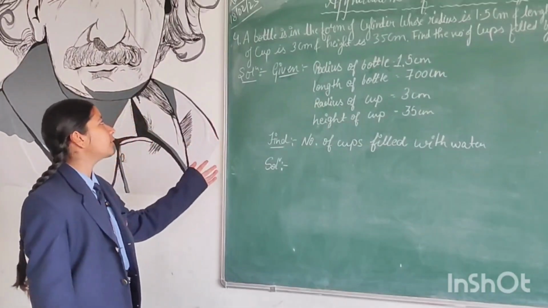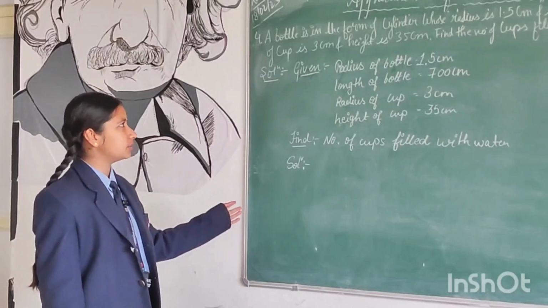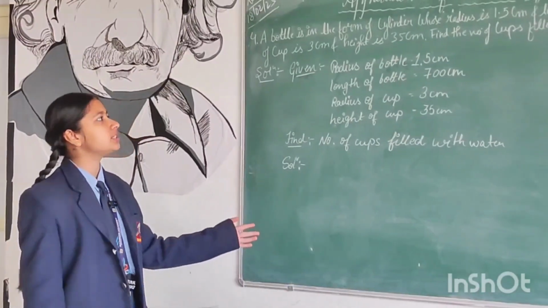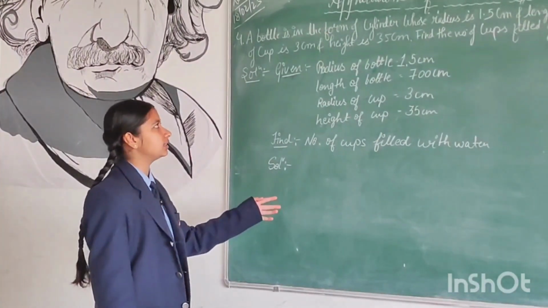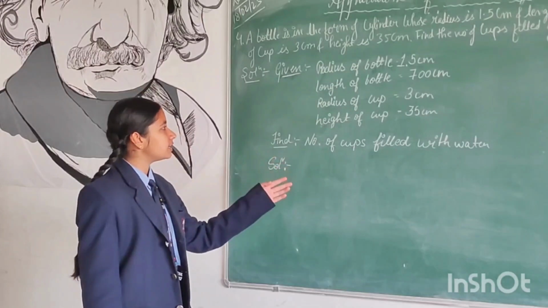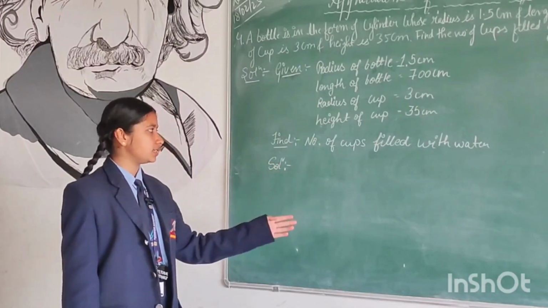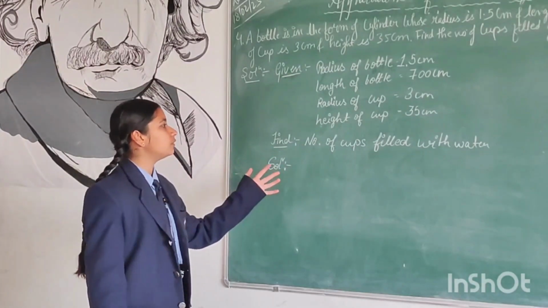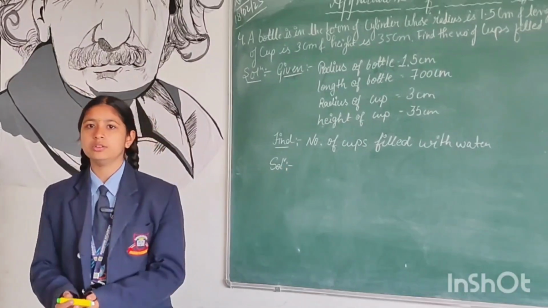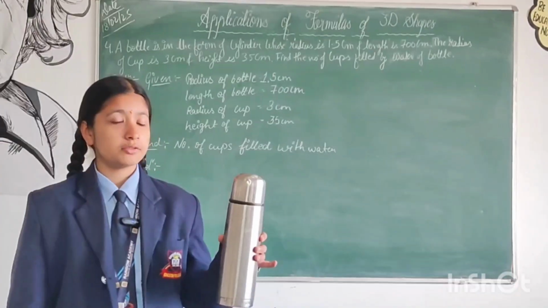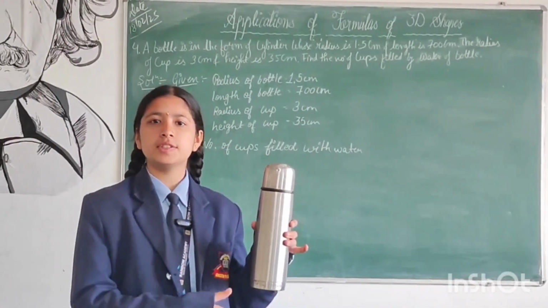So, as it is given in the question, a bottle is in the form of cylinder whose radius is 1.5 cm and length is 700 cm. The radius of the cup is 3 cm and the height is 35 cm. And we have to find the number of cups filled with water. So, we will take this bottle as example of cylinder.